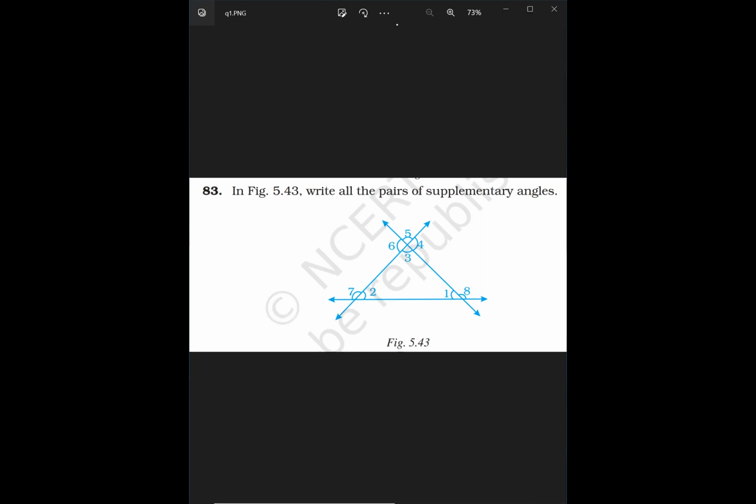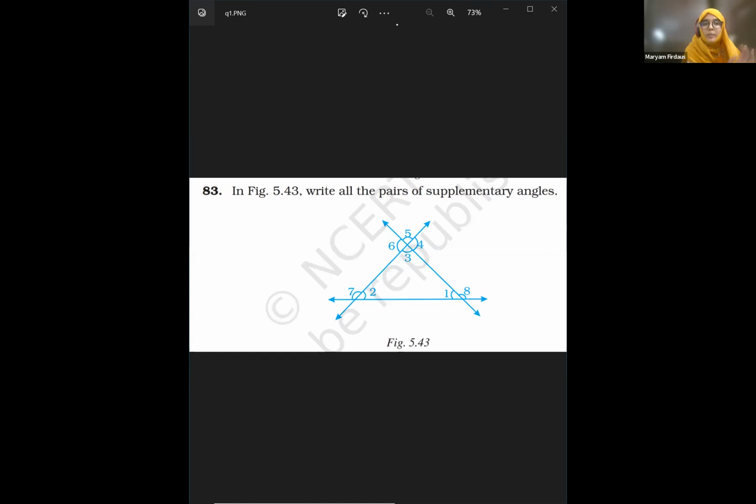I think 6 and 4. No, 6 and 4 are not supplementary. 6 and 4, they are vertically opposite. Supplementary means when you add them, it gives you 180, right? Or you can say they're on a straight line. Two angles which are lying on a straight line.